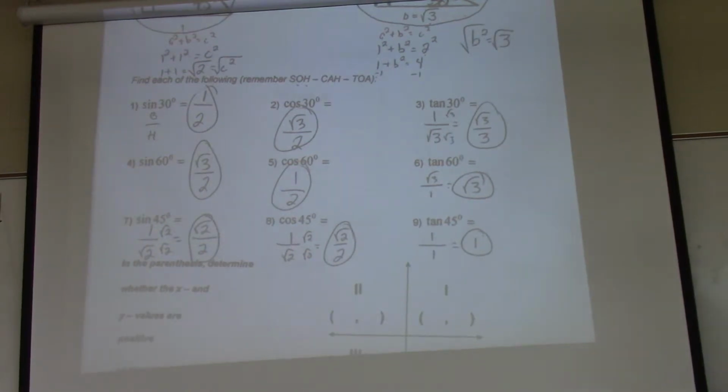Check your answers to mine, or you can just copy them in. I just want to make sure that you're feeling okay about this. Okay, so we have to go to the angle and determine what's my opposite and adjacent, my hypotenuse, and then determine what those values are from there. Any questions about 1 through 9?